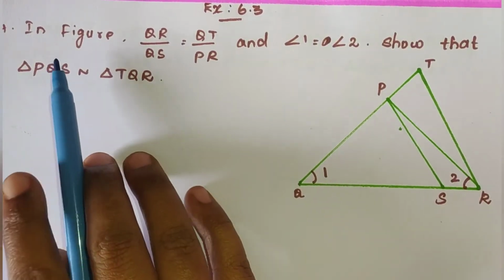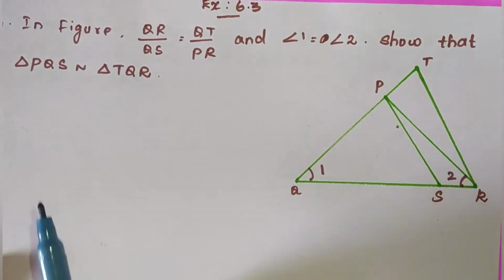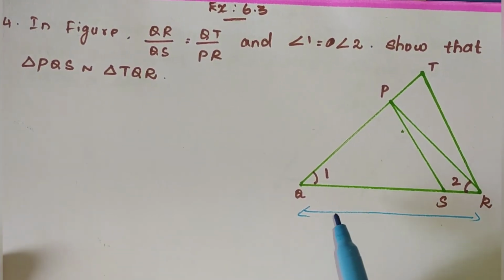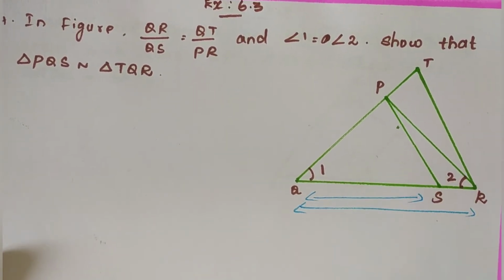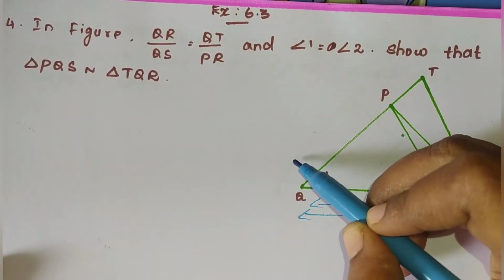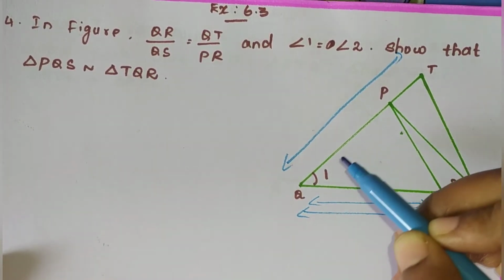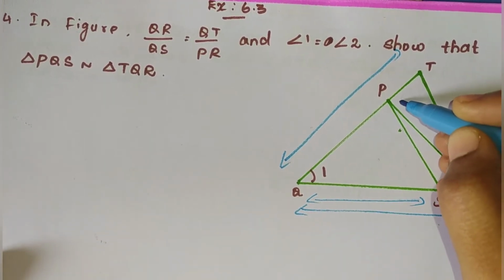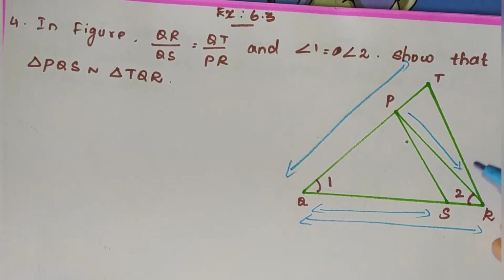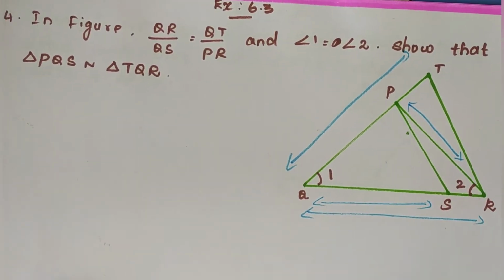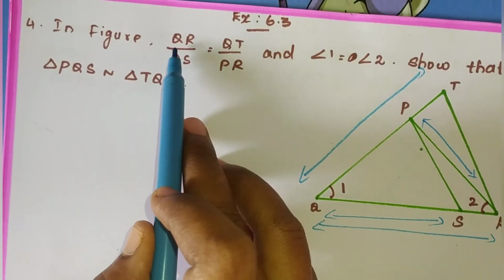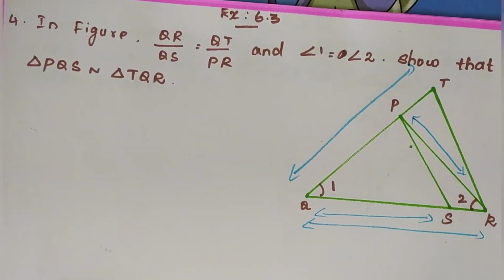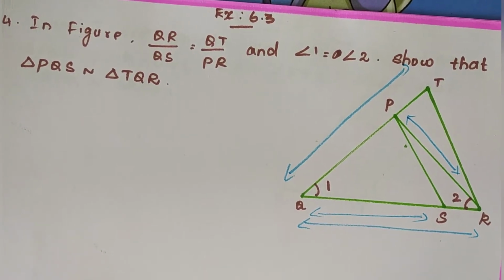Now, fourth problem. In the figure, QR divided by QS is equal to QT divided by PR. That is this side, PR. Clear all of you? That is given: QR divided by QS is equal to QT divided by PR, and angle 1 is equal to angle 2.